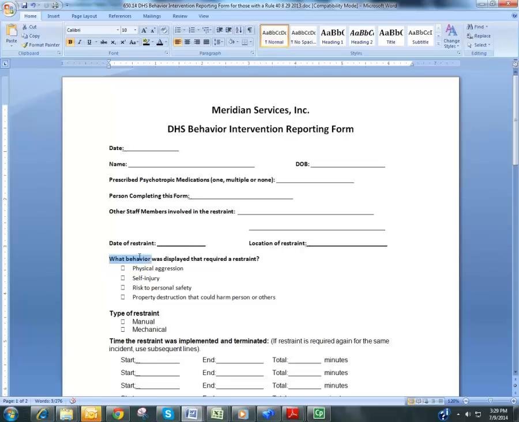Here we are actually going to check off which behavior the person was displaying that required the restraint. Of course, only these behaviors can actually elicit a response from you to restrain the person. So one of these things better apply. We're going to start with physical aggression. That is physical aggression toward you as the staff person, or another staff person, the person's peers or housemates, or perhaps somebody in the community.